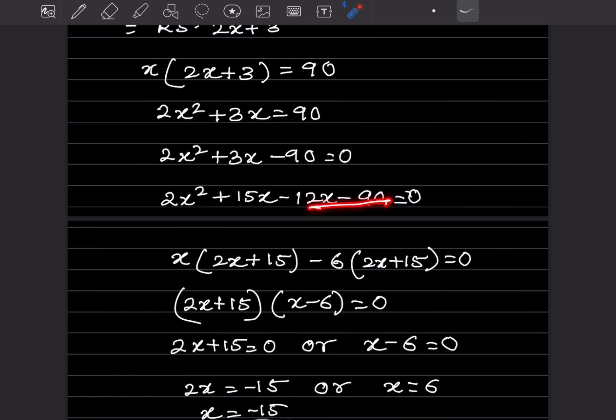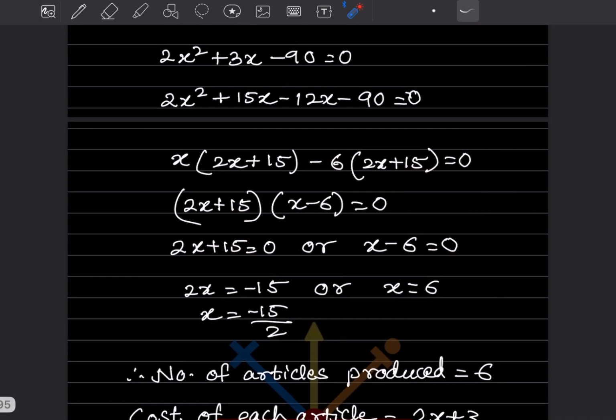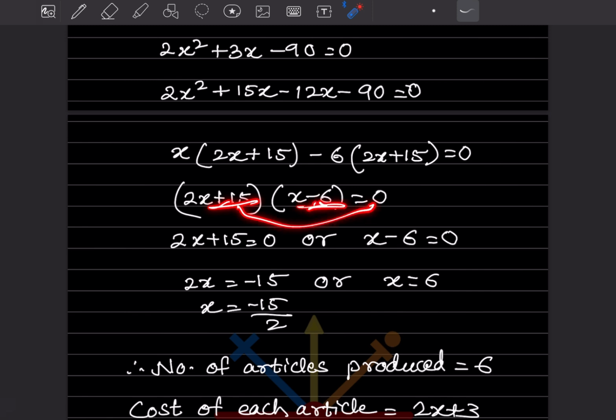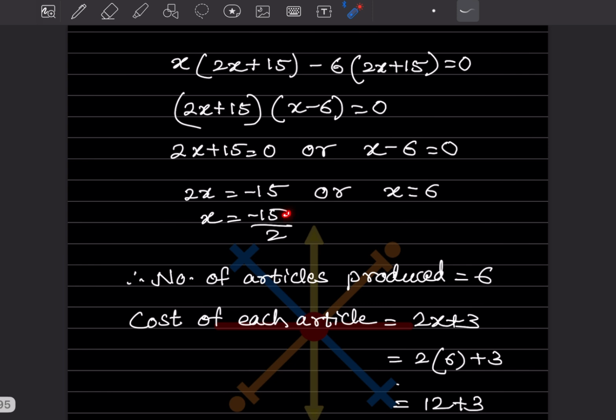Here we can see 6 is common. So that will be 2x plus 15 is equal to 0. So both the brackets are same. So you are going to write it only once. This will be in the other bracket. So this is going to be 0. This is going to be 0. So that is written here. So 2x will be minus, when it goes here, that will be minus 15. So x will be minus 15 by 2. And this x is going to be 6. But the number of this cannot be negative. So number of articles produced is 6.